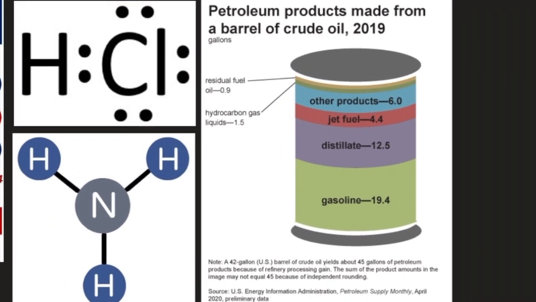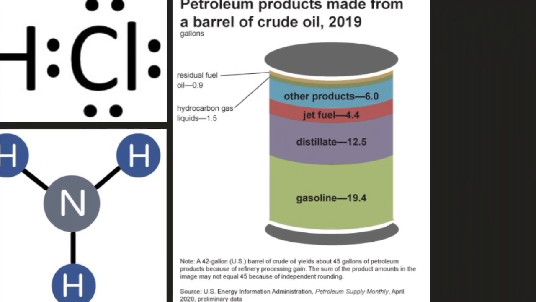Here is just a diagram that shows the petroleum products made from a barrel of crude oil in 2019. Used for other products 6.0, jet fuel 4.4, distillate 12.5, and gasoline 19.4. So the majority of what a petroleum barrel is used for is gasoline, and the rest is used for other products. Jet fuel is basically gasoline for jet engines, but it's not considered a gasoline because it's a different type of molecule that's used to run the jets.